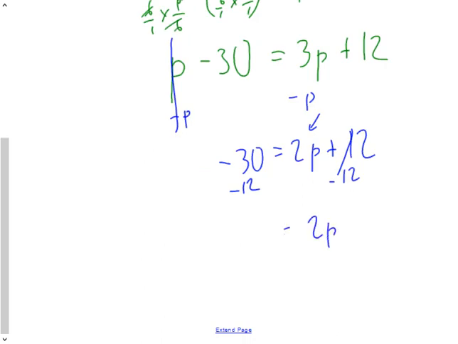And 2p will equal negative 42. Simply divide both sides by your coefficient, and p will equal negative 21. Okay, negative 21. Press pause and copy that if you want to see it a little bit different.